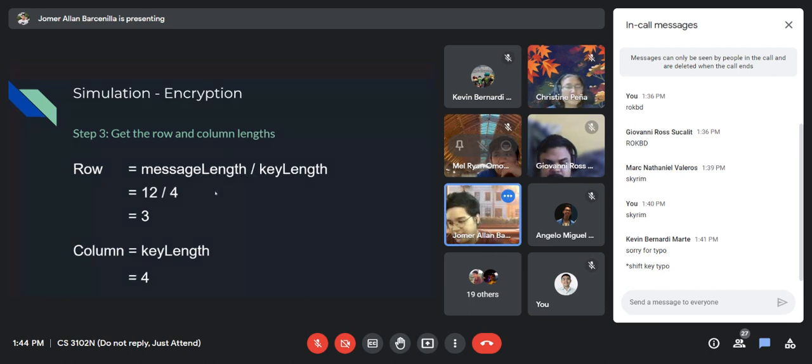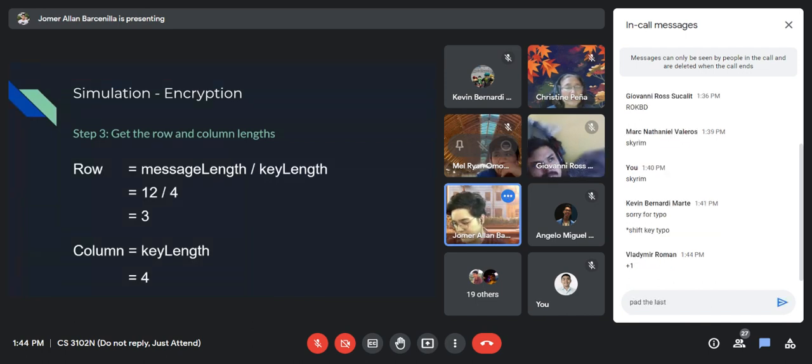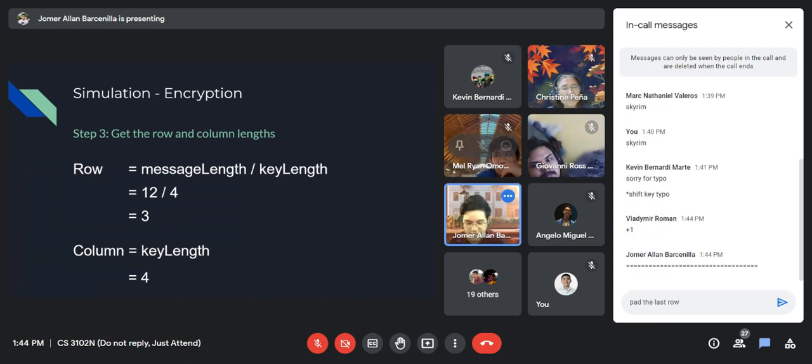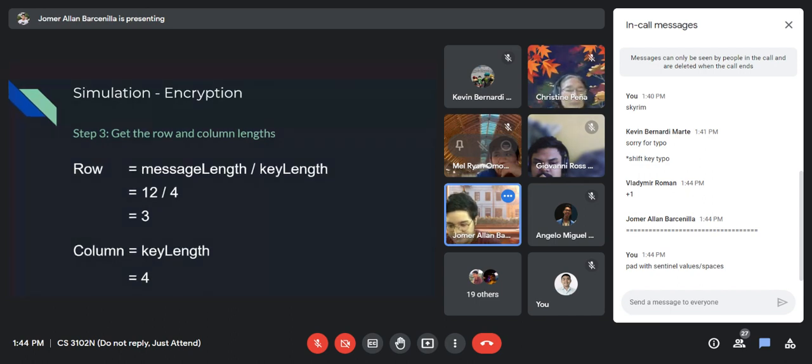Any answers? Yes, you're correct, Wayne. You can increase the message length by adding sentinel values or spaces to the original message to increase its length.